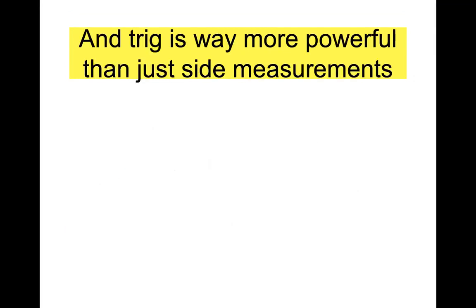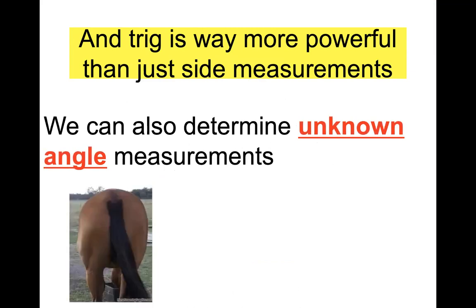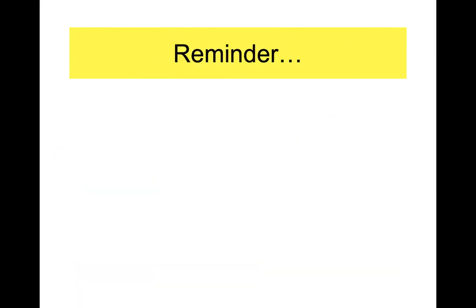All right. Trig is way more powerful than just sides because it will also calculate angles, but it uses a different key. So we can also calculate unknown angles, but we're going to use a different button on our calculator for that. In order to do this, you've got to have two side measurements. Now remember, we're solving for an unknown angle, so you're not going to know any angle other than it's a right triangle. So how does this work?